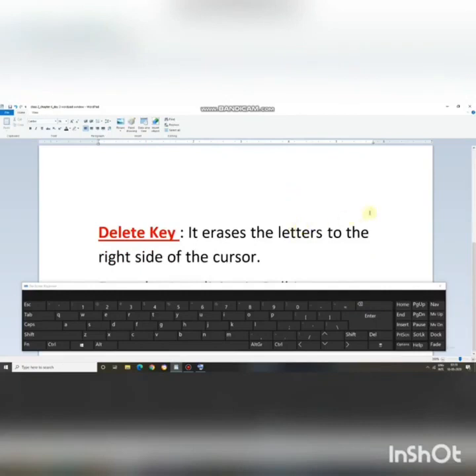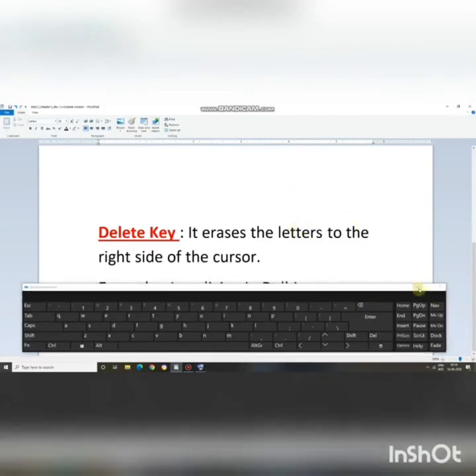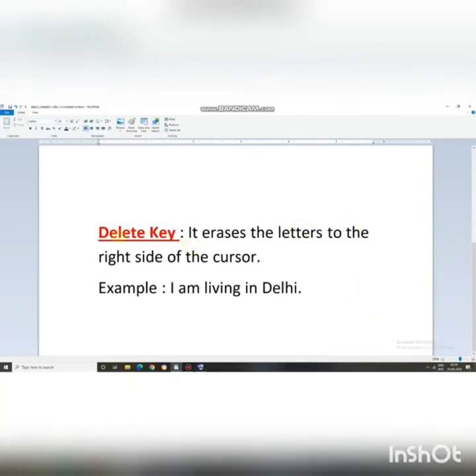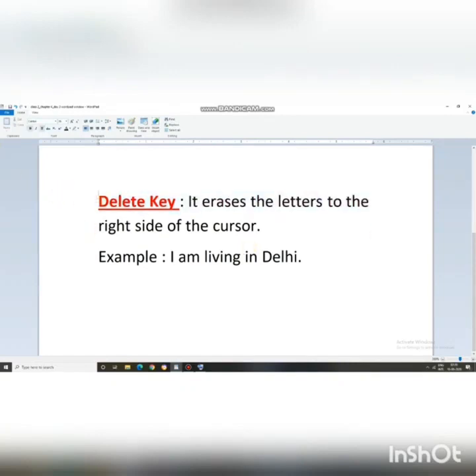Now let me discuss the second key, that is the delete key. Now what is delete key? Delete key erases letters, numbers or special characters from the right side of the cursor. Now raise up your right hand. Yes, wherever is the cursor, it will delete from the right side of the cursor.